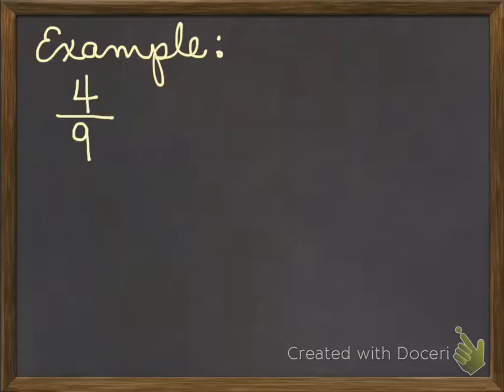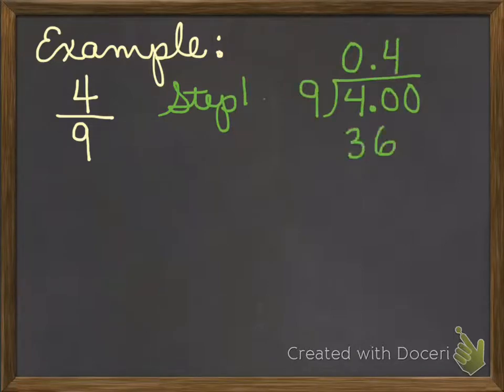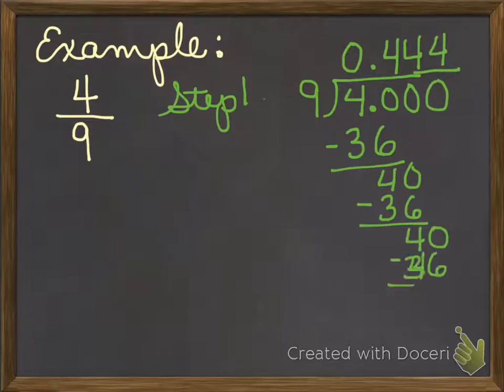I've got 4/9. Step 1, I set up my division problem. 4 divided by 9. Okay, that gives me 0.444. Now this would just keep repeating and repeating, but once I get 3 spots, I can stop. I can get a close enough answer.